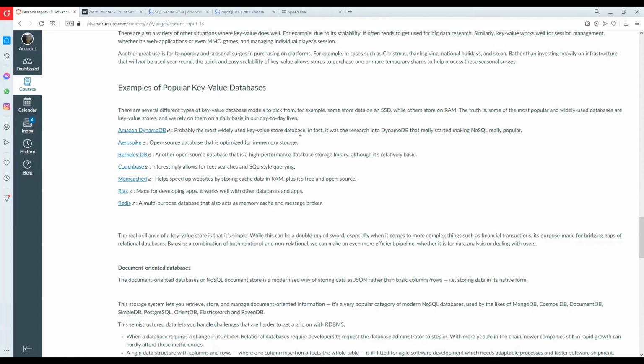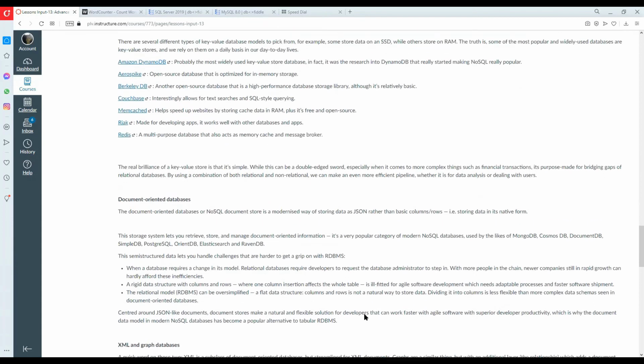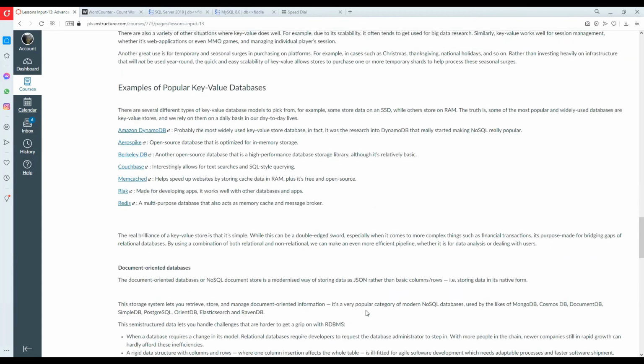So, examples of popular key value databases, we have Amazon DynamoDB, the most widely used key value store database. It was the research made into DynamoDB that really started making NoSQL really popular. We also have Aerospike, Berkeley DB, Couchbase, Memcached, Riak, and Redis. There are also other examples. You can just find them on the internet.